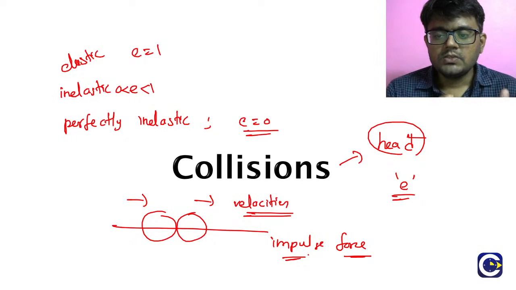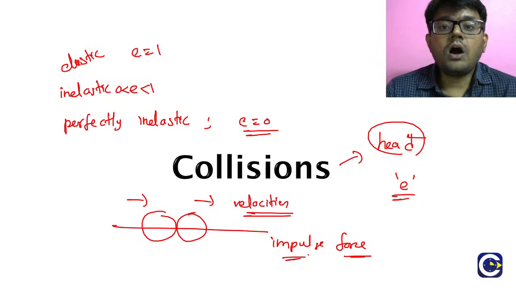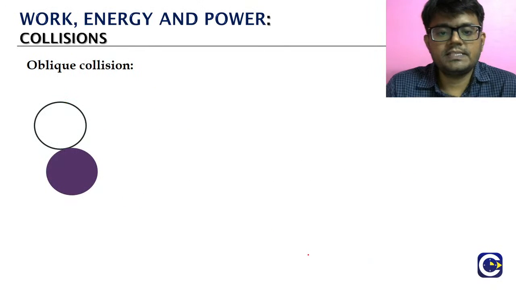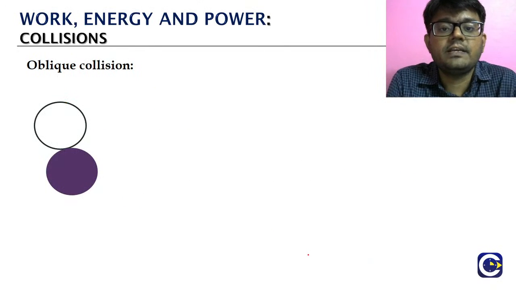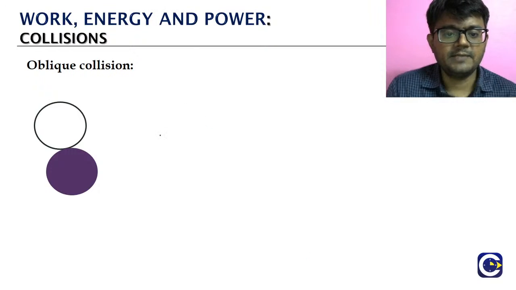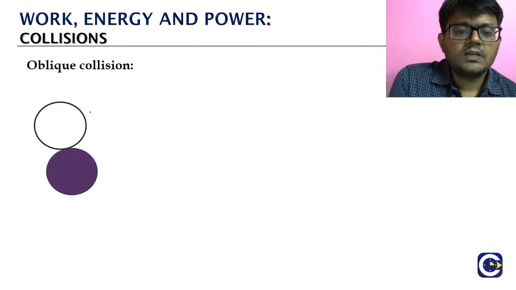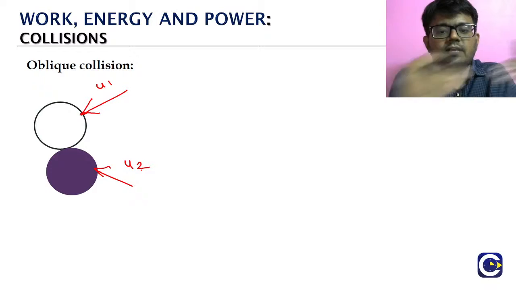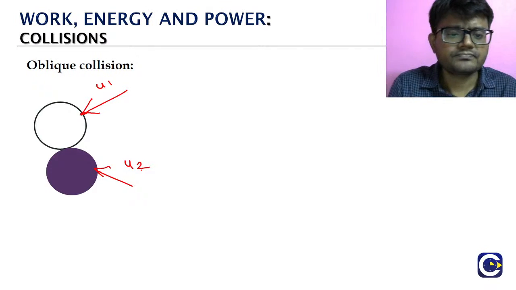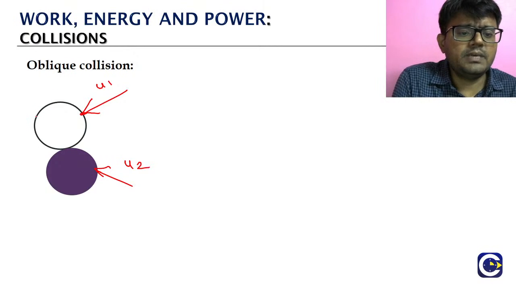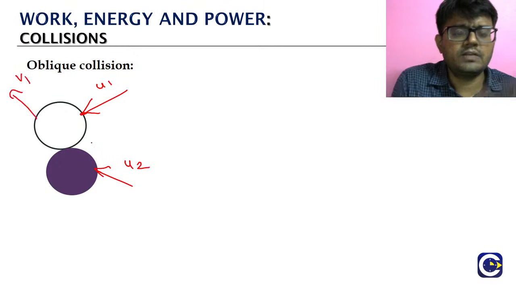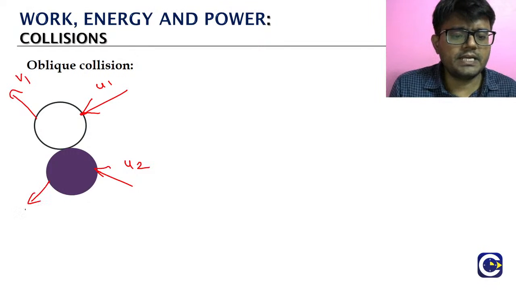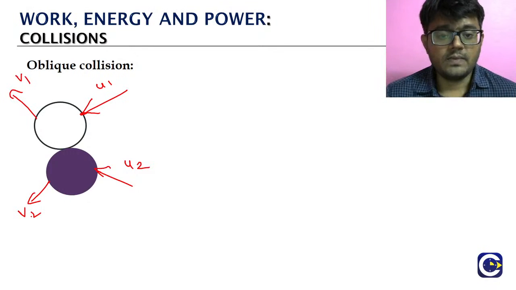Now we are going to look at the oblique type of collision. Oblique means what? The velocities of the particles will be in different directions. For example, let us assume that one particle is coming like this with u1, and the other is coming like this with u2. They will be in different directions, the general case. After the collision they may go in different directions: maybe this one goes in a direction like this with velocity v1, and this one goes like this with velocity v2.